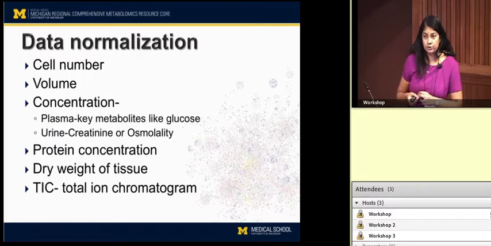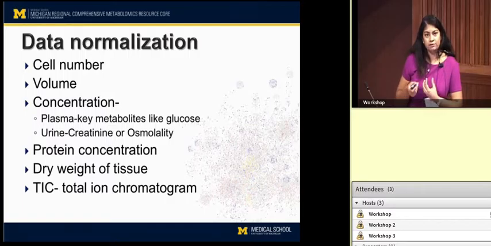You can also use urine osmolality as another measure. Tissue samples can be normalized using protein concentration at the outset, which means before you give the sample to extract, you decide to do a protein concentration measure, because sometimes after the fact doesn't work. So these need to be considered when you do a study design.